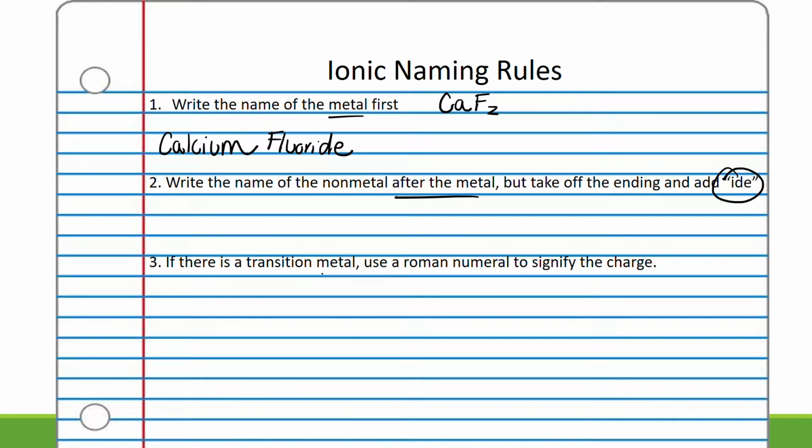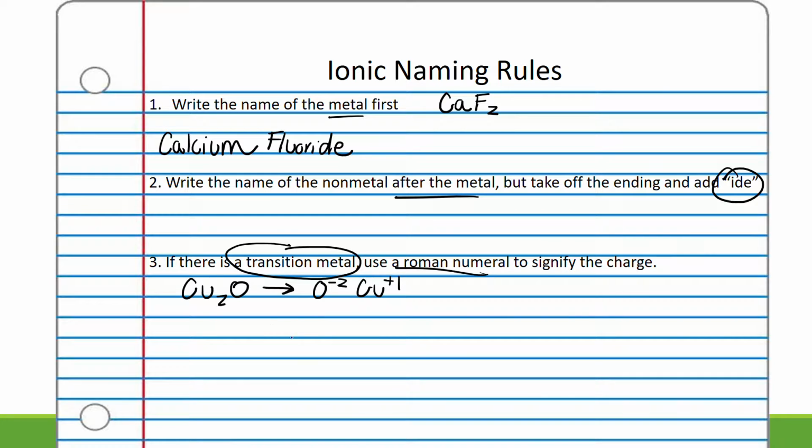Now if there's a transition metal, that's what I was talking about earlier, we're going to use a Roman numeral to signify the charge. Let's do, for example, Cu2O. So copper oxide, right? But copper what oxide? We don't know what the charge is. That's why we need to make sure that we use a Roman numeral. We know that oxygen has a -2 charge, and from this formula we can see that because there are 2 coppers, the copper charge is going to be +1.